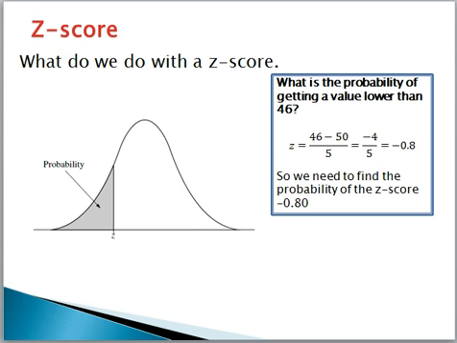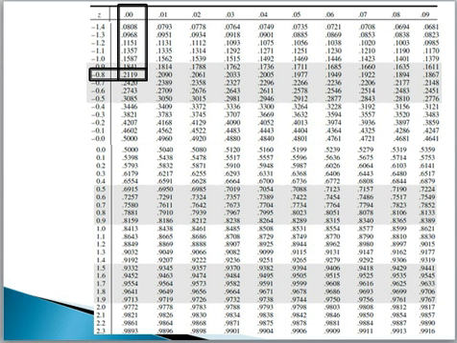What is the probability of getting a value lower than 46 was the question we were working on. We found a z-score of -0.8. Because you saw on the table that it's always looking at 2 decimals, we have to make sure to add the second decimal being 0. This is how we use the table. First you look in the column on the side and you look at the first decimal. The first decimal was 8, -0.8, and the second decimal was 0, non-existent, and we have a probability of 0.2119.